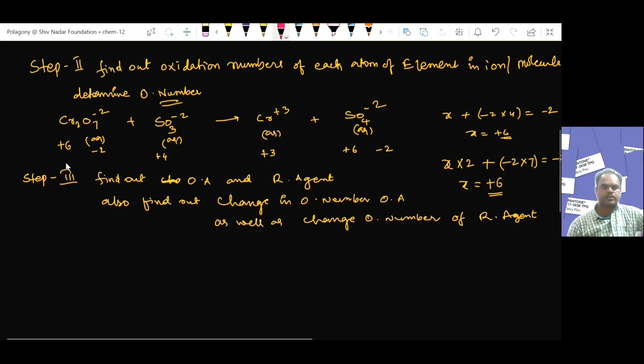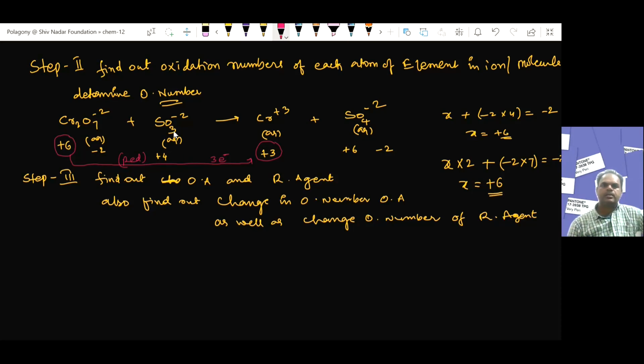Chromium. Let us observe the chromium. Oxidation number is +6. Okay. And in the product, chromium oxidation state is +3. Now, the change we can notice is +6 changing into +3. Oxidation number changing +6 to +3. So electrons difference is how much? 3 electrons difference. So higher oxidation number to lower oxidation number changing, so it is reduction.